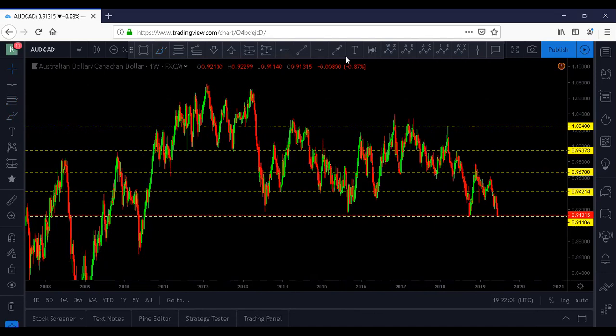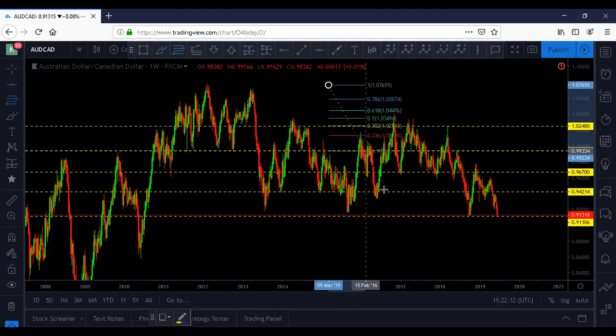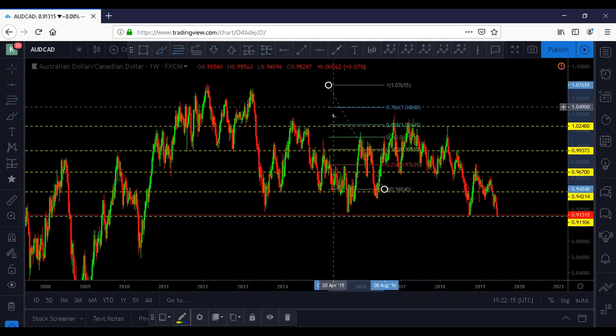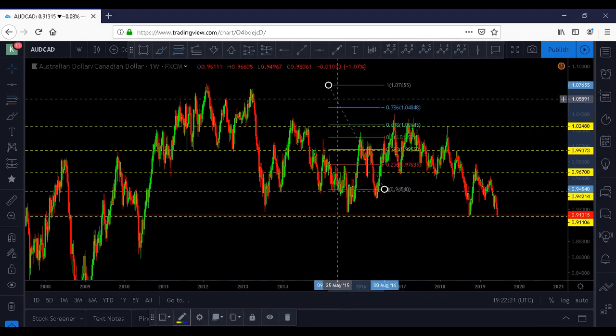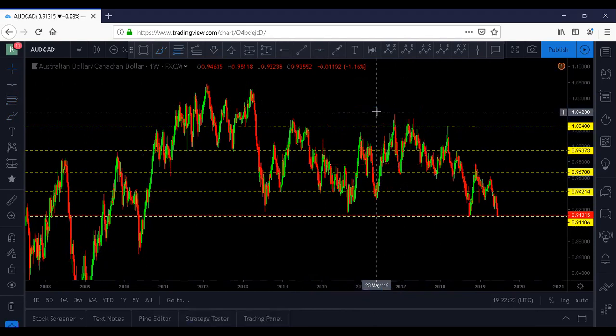Now this Fibonacci retracement is just a normal Fibonacci. I think the only difference from MetaTrader is that we have 78.6 on TradingView, but you can add that level.